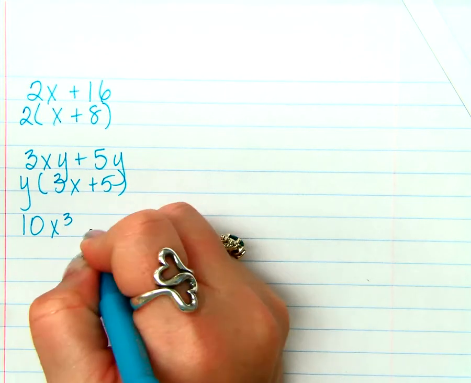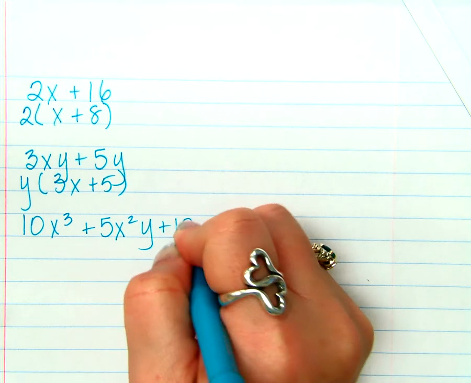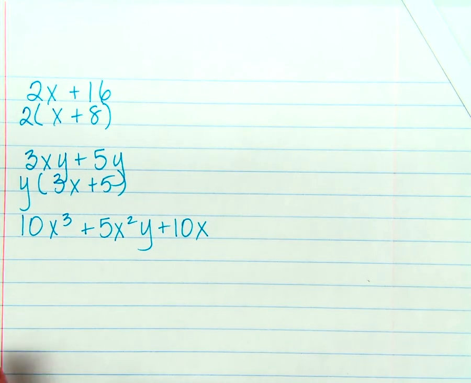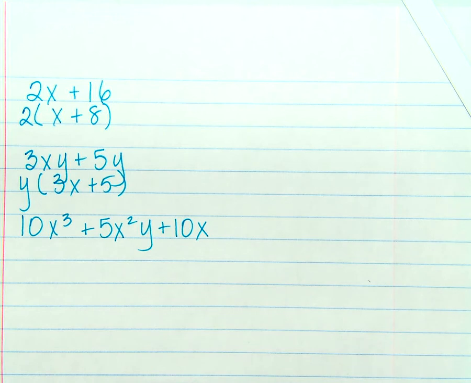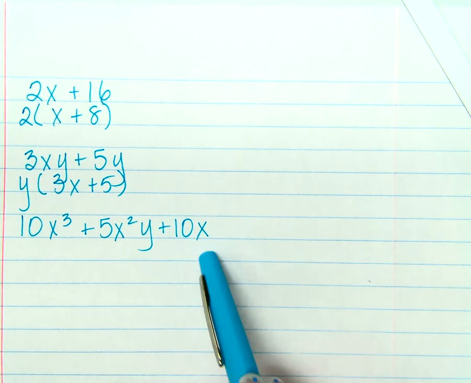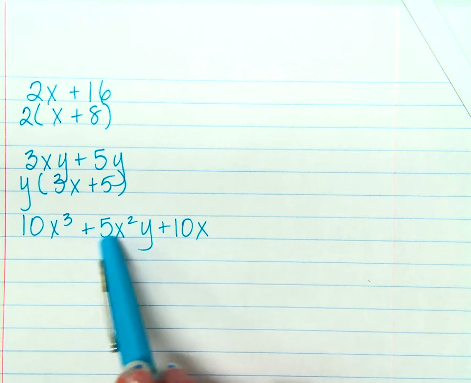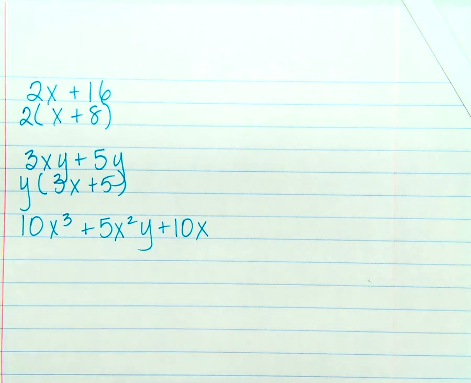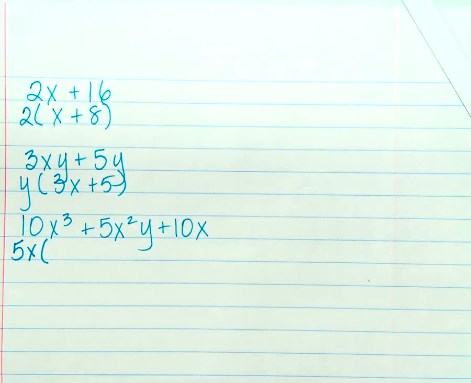10x cubed plus 5x squared y plus 10x. Is there anything that every term is divisible by or has in common? Okay, first of all, they all have an x, don't they? And all the coefficients are divisible by 5. So wait, we can take a 5 and an x out at the same time? Yes. Okay. If I divide each term by 5x, what do I have left?